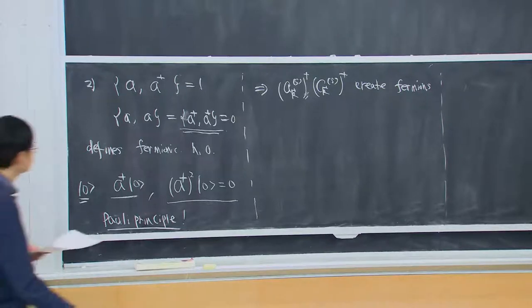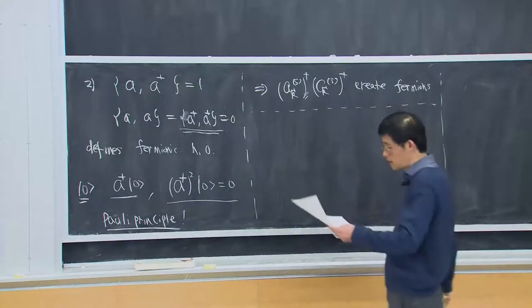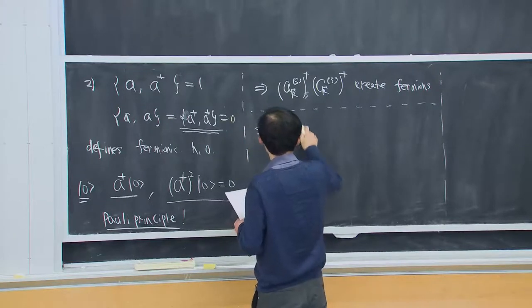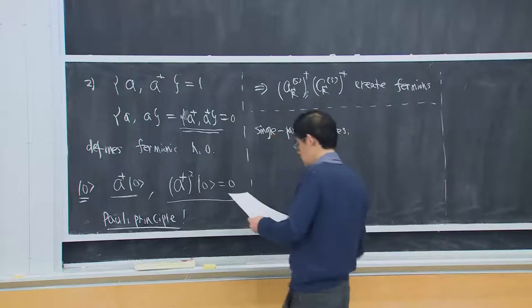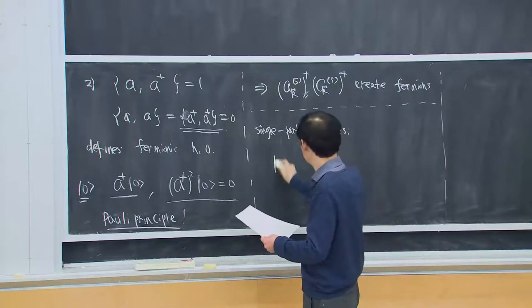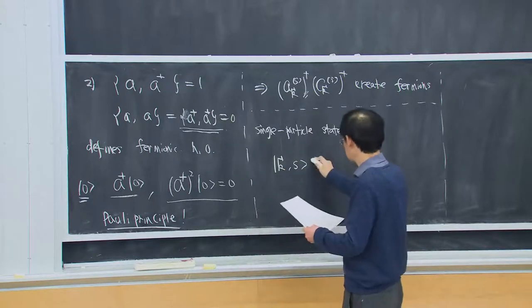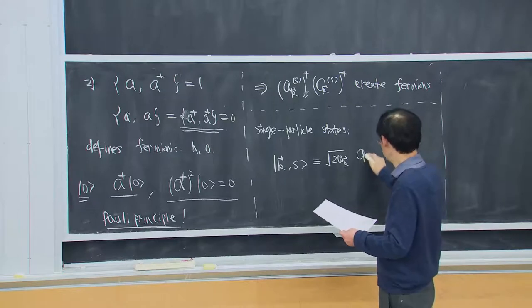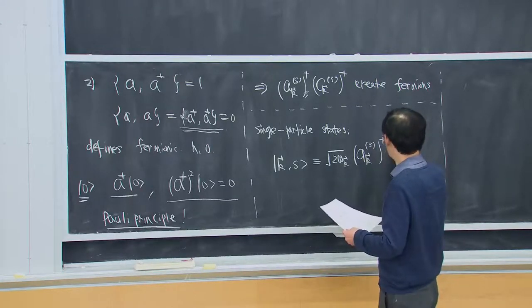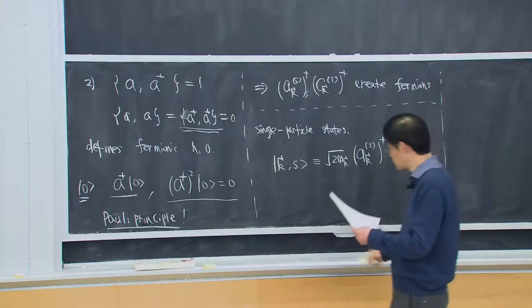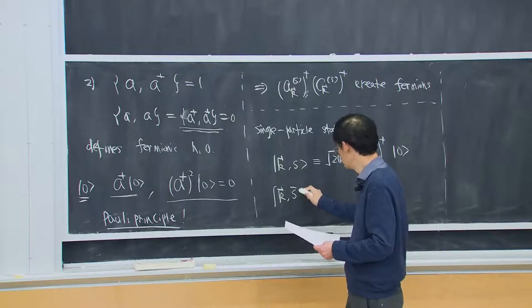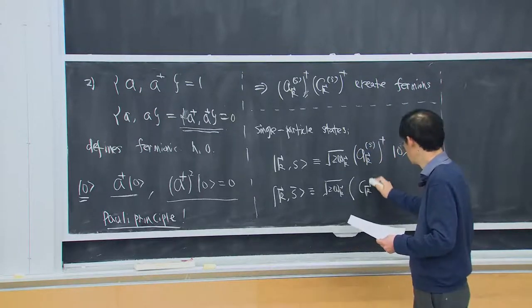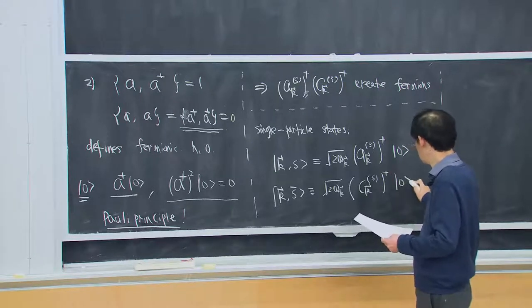Good. So now, as before, we can define single particle states. You just act them once. Again, we define them with this normalization as in the scalar case, as a dagger_{k,s} acting on zero. And then we define the state with k and s bar to be the one created by c.